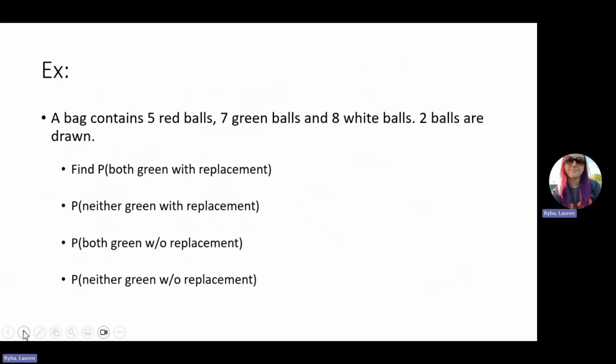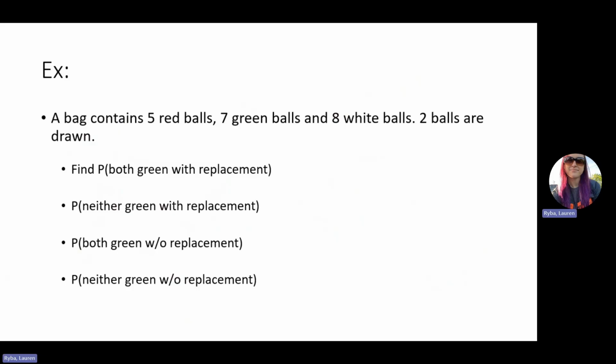We are now going to talk about the AND probabilities that we did talk about in statistics, with reaching into a bag and drawing something out and determining, do I put it back in? Am I not replacing? And how does that impact my probabilities? So in a bag, I have 5 red balls, 7 green, and 8 white. What I'm going to do is draw 2. I'm no longer just doing one single event. I am doing 2 events here.